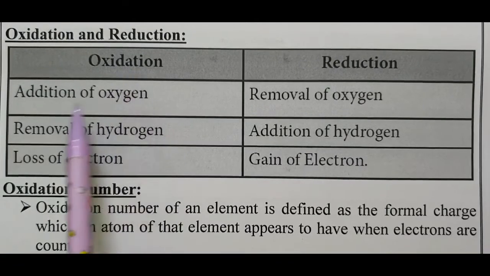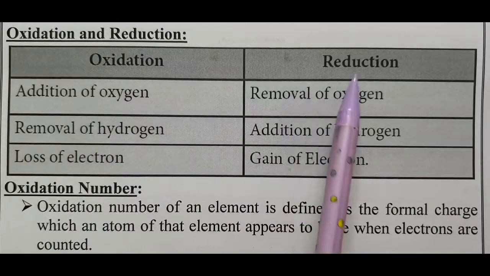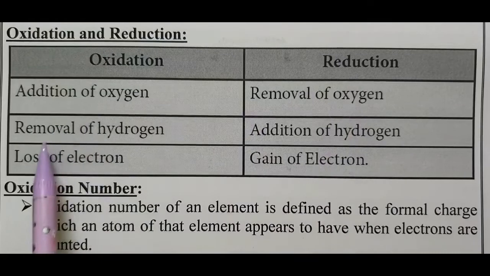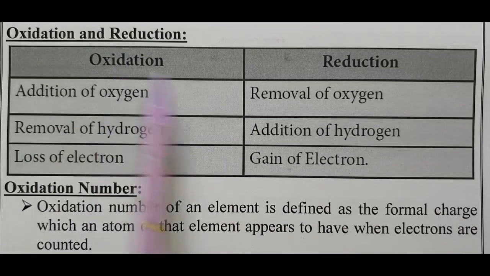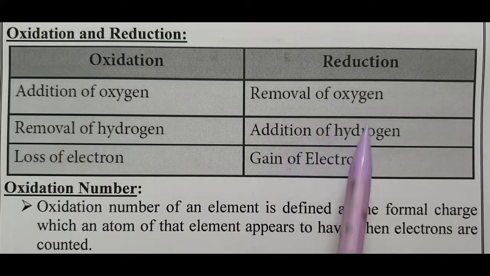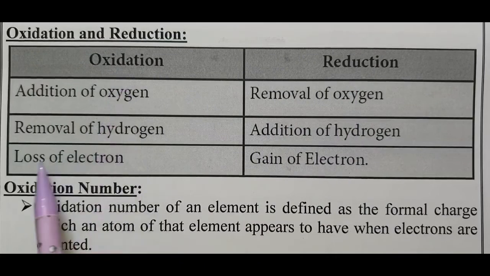Now come to oxidation and reduction. What is oxidation? Addition of oxygen. Reduction: removal of oxygen. Removal of hydrogen is called oxidation. Addition of hydrogen is called reduction. Oxidation: loss of electrons. Reduction: gain of electrons.